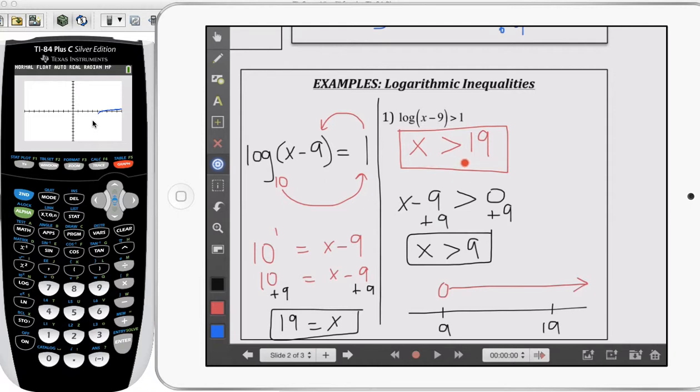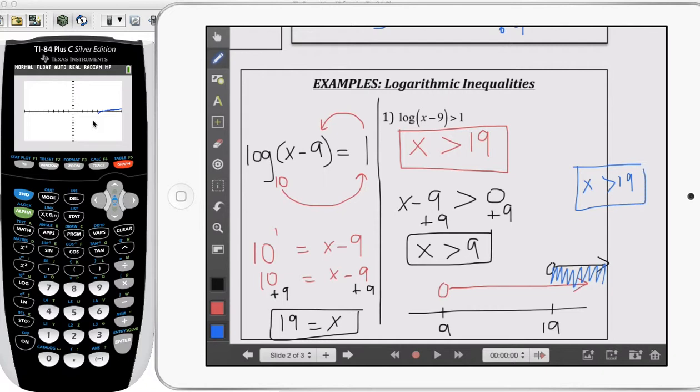X is greater than 19, so you start at 19, open circle because 19 is not included, and also you go to the right because greater means to the right, less than means to the left. Now, the two colors met from 19 and above. It means that x can only be greater than 19, not equal because it cannot be 19.